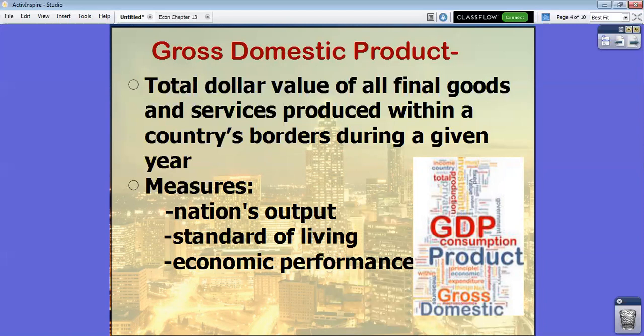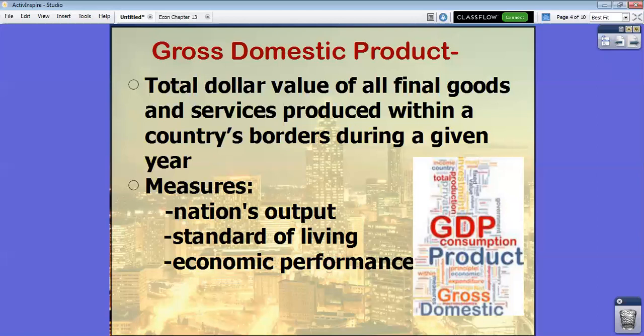So if it was a foreign company, but they were producing within the borders of the United States, we would count them. If it was an American company, but they were producing, for instance, in Mexico or Japan, we would not count them. This has to be business that is being done within the borders of our country. It's a very important measurement for many reasons. It really does give an indication of our standard of living.